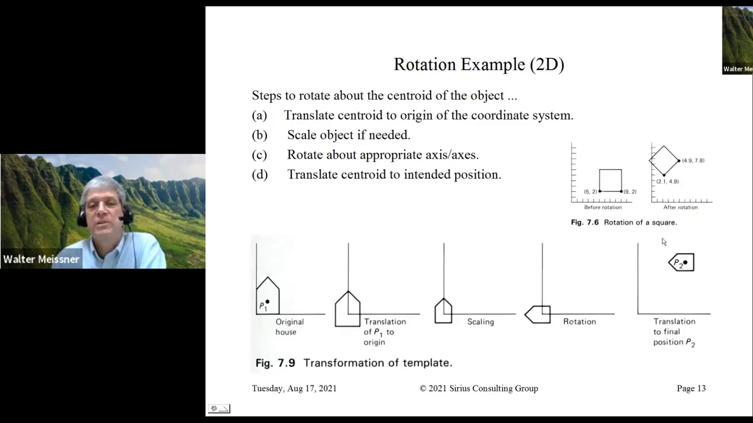Now, if that's not done, like in this upper diagram of the rotation of a square, it will rotate about x equals 0, y equals 2, because this line here intersects the axis wherever that line intersects. So you have a rotation, but it's not about the centroid of the object.